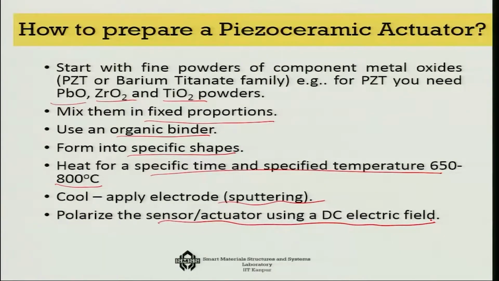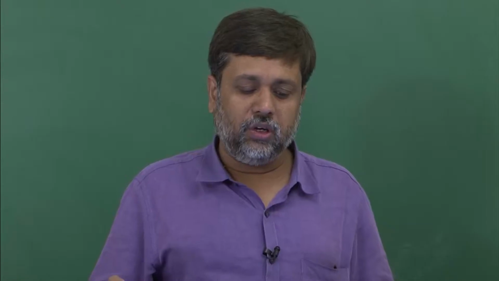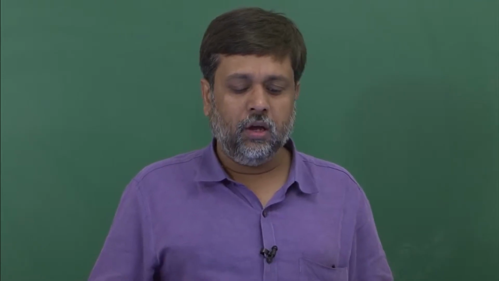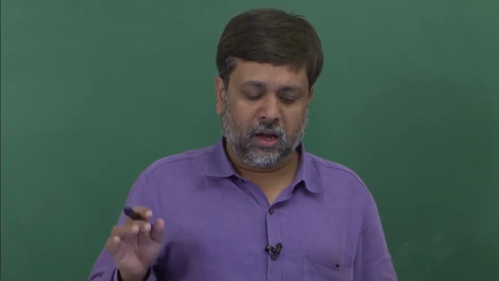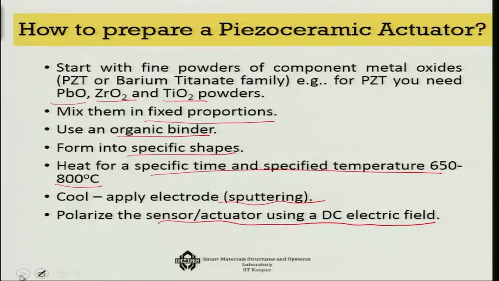Okay, so once again we have to first take all the basic oxide powders, lead oxide, zirconia, titanium oxide, and then mix them, use organic binder, apply temperature and pressure in a particular shape, and then cool it, apply the electrodes. Your material is ready to be used.